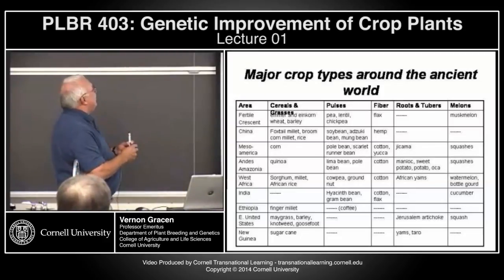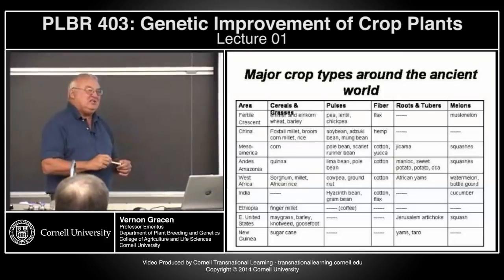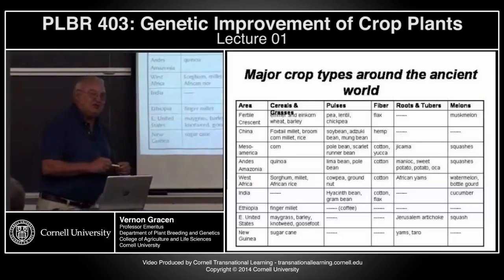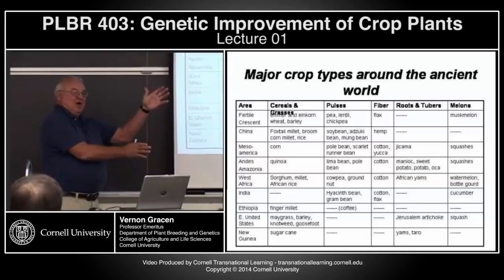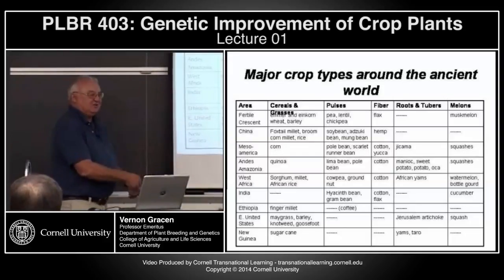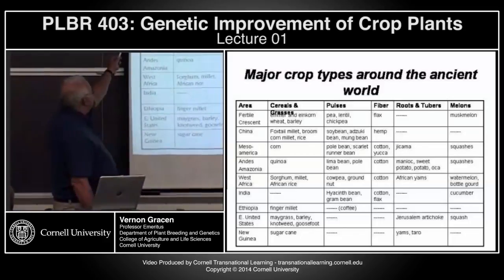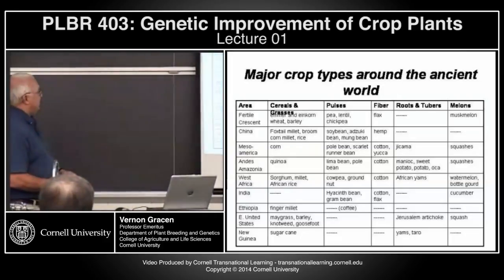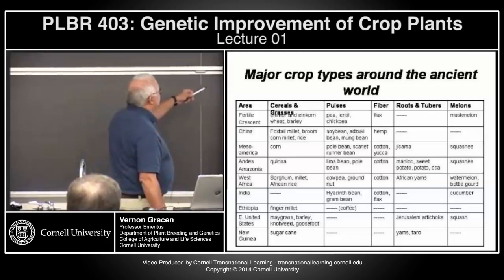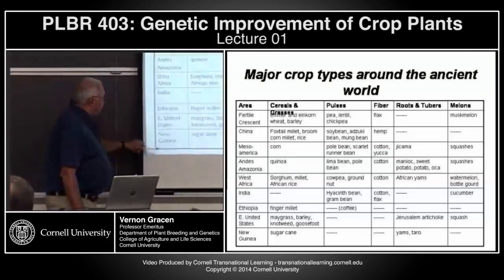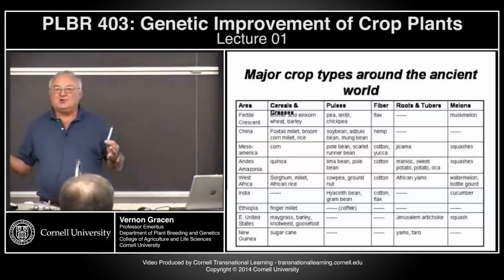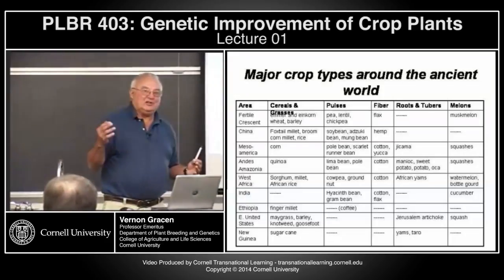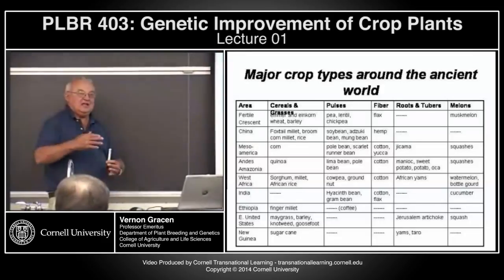There is one table I'll put up that shows major crops around the ancient world. And the best I can tell, ancient world is sometimes BC. How far back BC, this table doesn't say, but it sort of says that back at the time when humans certainly had settled in the Fertile Crescent, China, Mesoamerica, Andes, West Africa, India, Ethiopia, United States, and New Guinea, these are sort of the foods that they had. And this is sort of based on a combination of archaeological and sociological data and inferences.